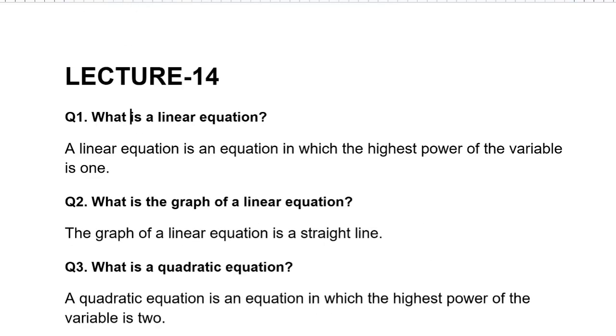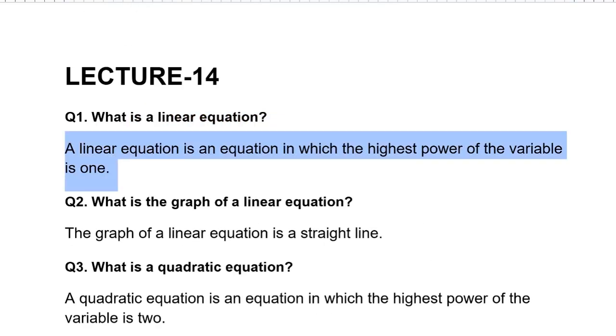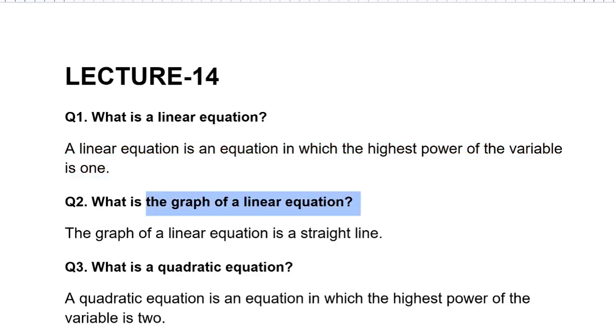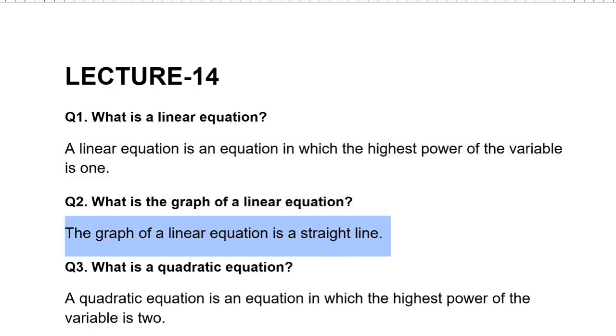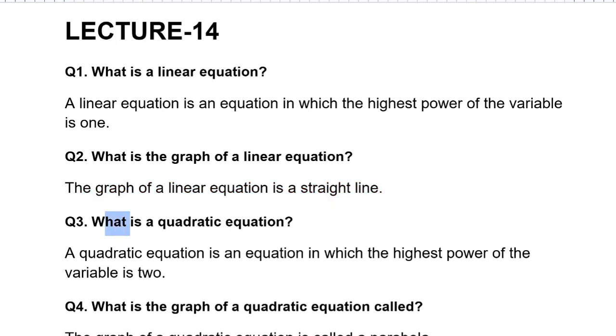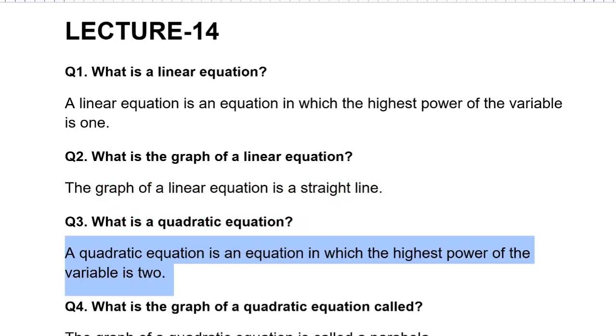What is a linear equation? A linear equation is an equation in which the highest power of the variable is 1. What is the graph of a linear equation? The graph of a linear equation is a straight line. What is a quadratic equation? A quadratic equation is an equation in which the highest power of the variable is 2.